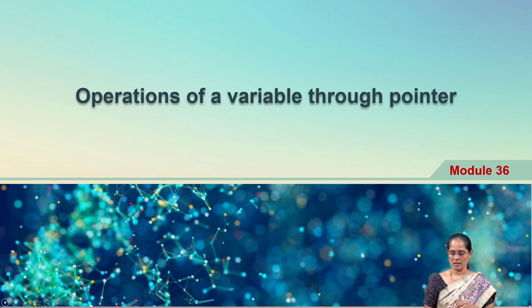Series Programming in C. In this module of the series, we are going to learn about the various operations of a variable through pointer. In the previous session, we have learned the way how the pointers can be declared, initialized and accessed with an address operator. This session, we will look into the way that how various operations of a variable can be done through pointers, and again how a pointer can point to another pointer.